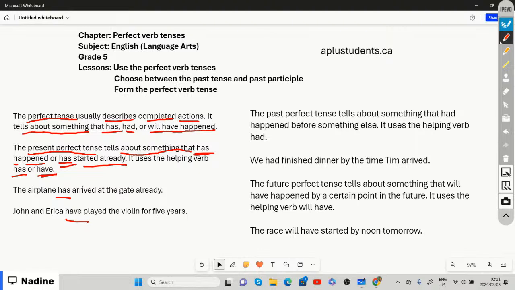So we have the present perfect tense, which tells us about something that has happened or something that has started already, and it uses the helping verb has and have. Here we have examples where we say the airplane has arrived at the gate already, or John and Erica have played the violin for 5 years.